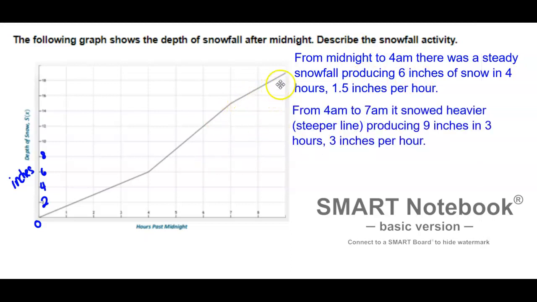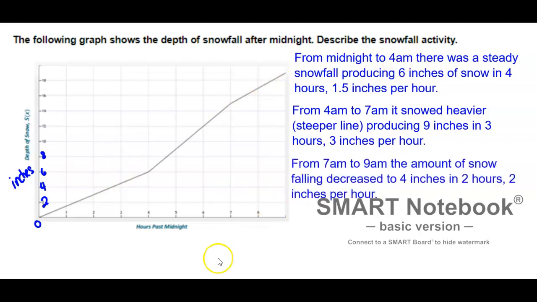And then the last piece here, if you notice, this line's not quite as steep. From 7 a.m. to 9 a.m., it went from 15 to 19, it looks like, maybe. And that would be 4 inches in those 2 hours. So the amount of snow that was falling decreased because it's now at a rate of 2 inches per hour. It's faster than it was originally, so that line's a little bit steeper than what you saw here. So that's describing the depth of the snowfall after midnight.